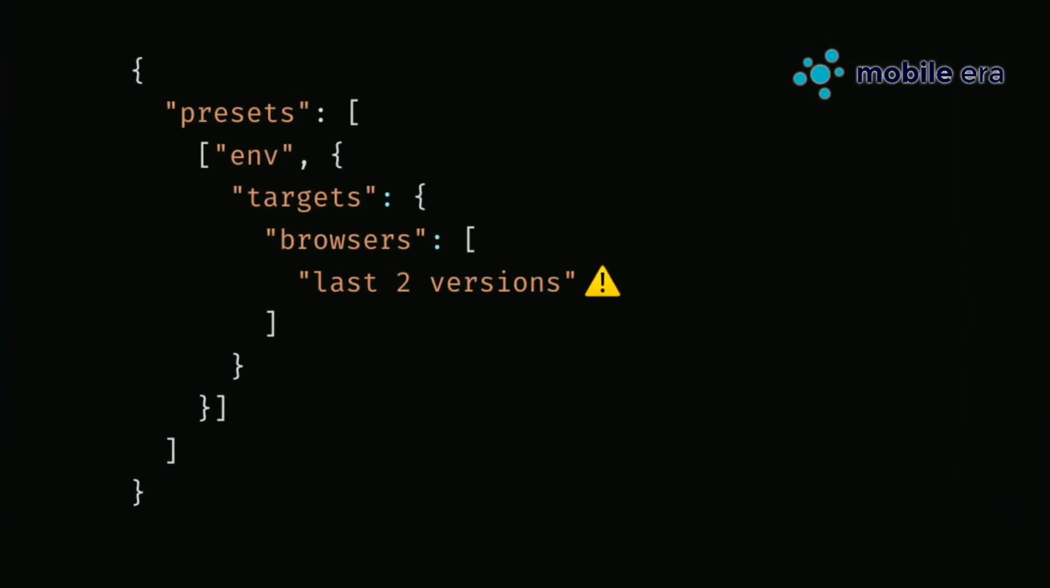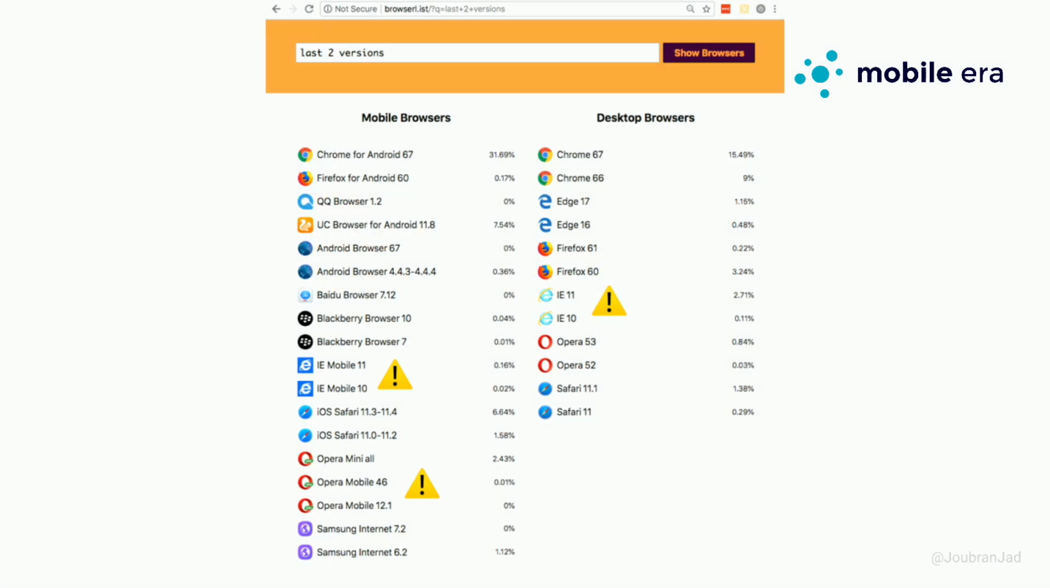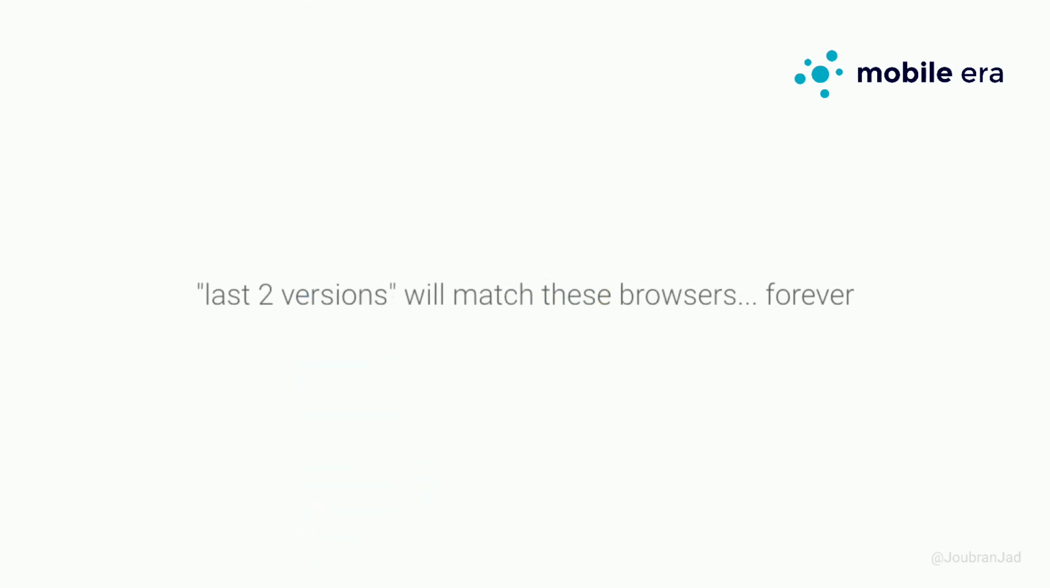a browserslist, it will tell you what it's going to match. So what is "last 2 versions" going to match? IE Mobile 10 and 11. Like browsers that have 0% usage, which means "last 2 versions" will match these browsers forever, because IE Mobile 10 and 11 are the last two versions of IE Mobile. There will be no newer versions, which means they will match these browsers forever.